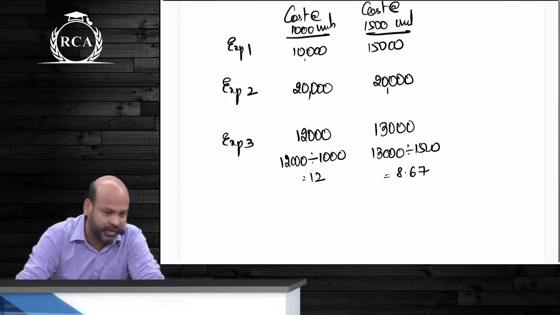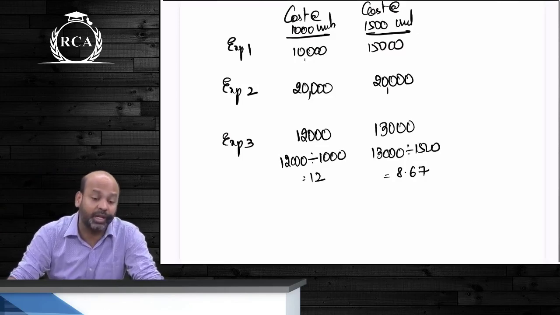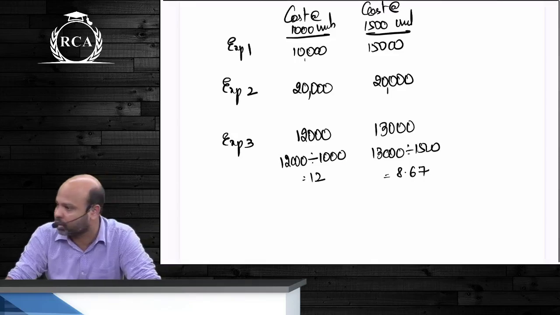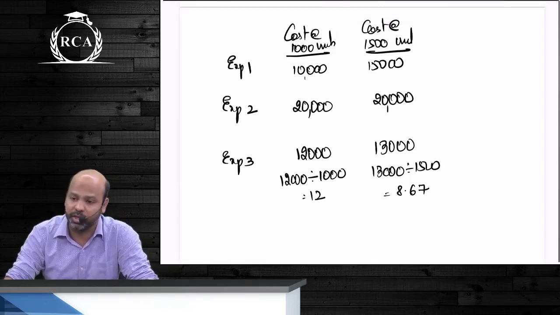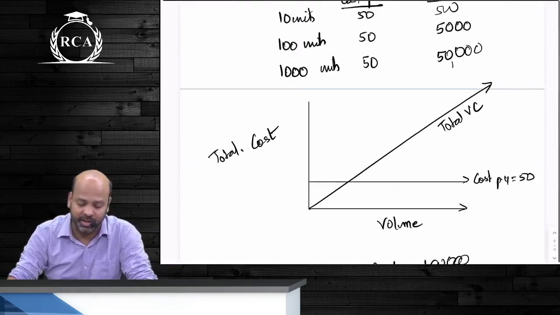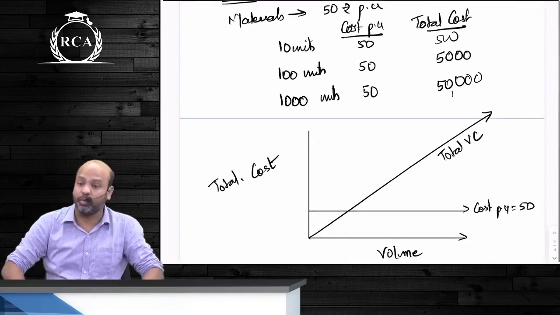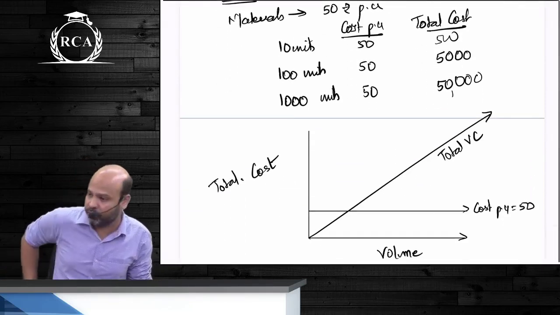It is remaining fixed up to a certain level. Beyond that, it is variable in nature. Are we all clear about this? Yes or no, guys? Variable expenses, a classic example will always be the raw material component that we end up using in the cell phone.